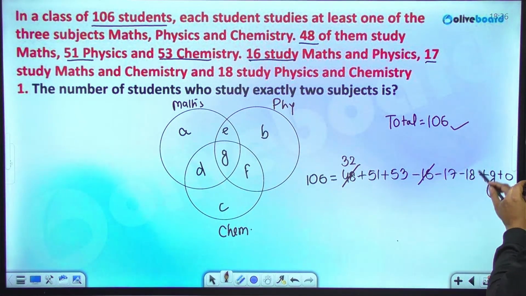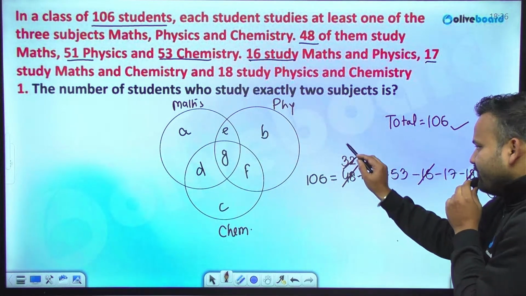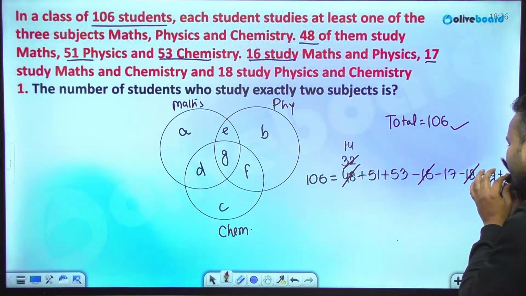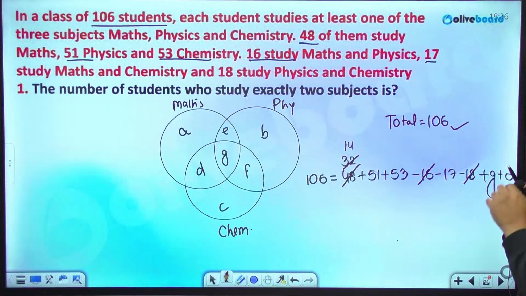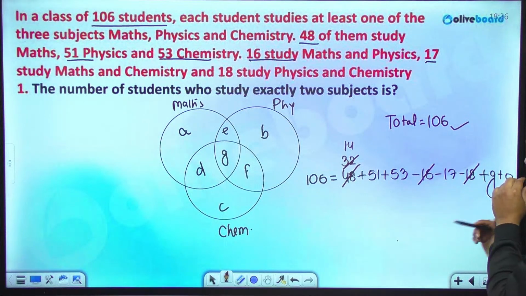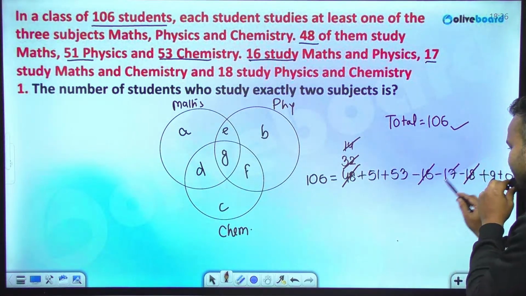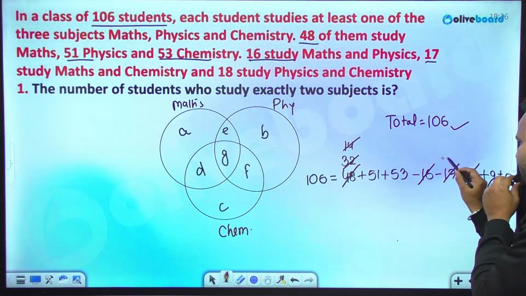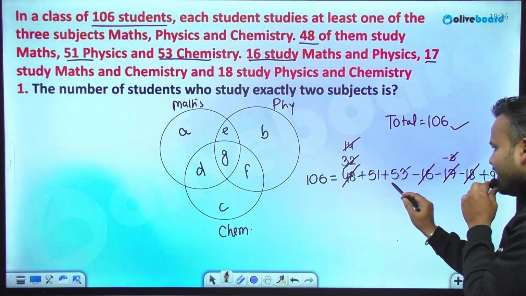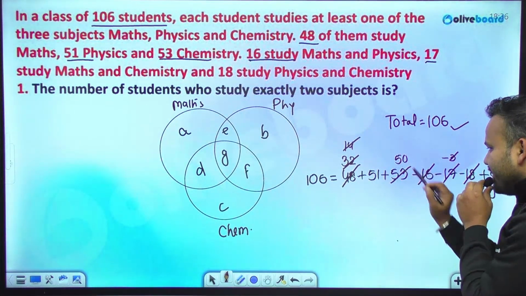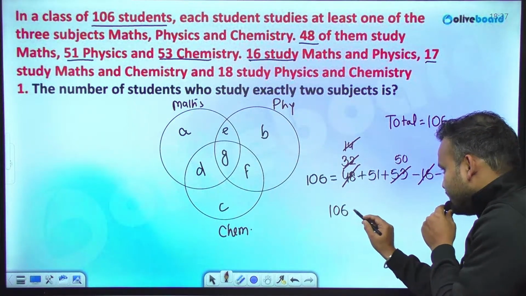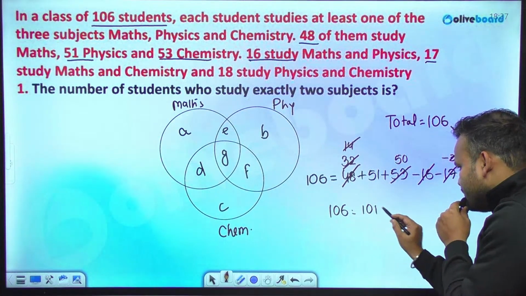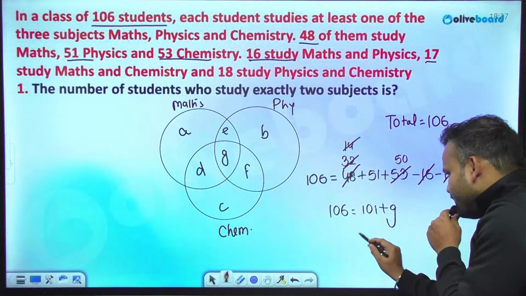Clear? 18 will eliminate 32, you will get 14 over here. Clear? This is minus of 14 and this is 17. So minus 3 will be left out. This minus 3 will eliminate this and this will be 50. Okay, minus 50 was there, I wrote 53. So this 106 is equal to 101 plus G. That means the value of G will be 5.